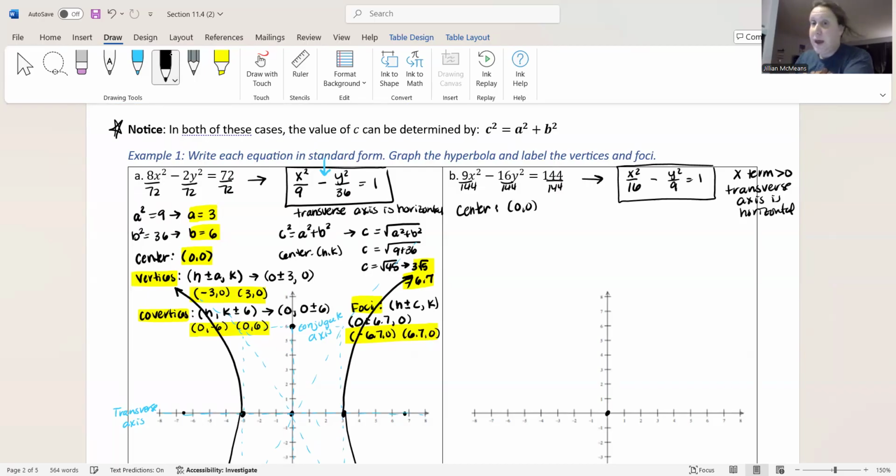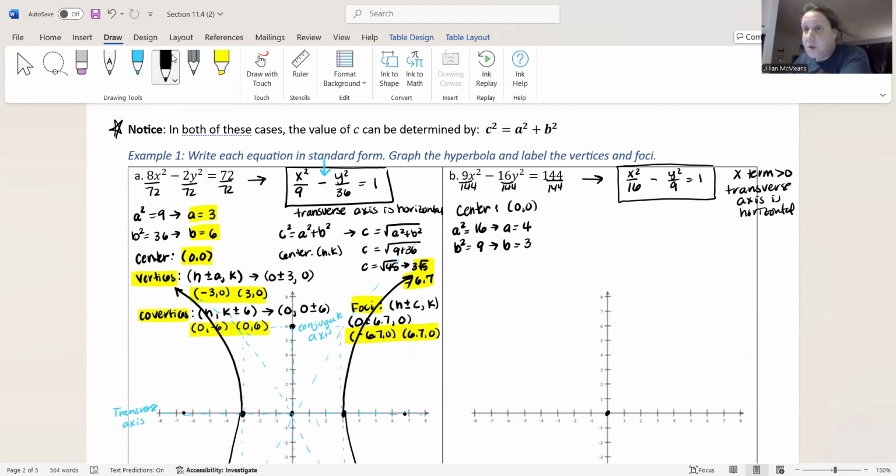Okay, we need to figure out what a and b are. A is always going to be the denominator of your positive term. So we'll say, okay, well, a squared is 16, which means that a is the square root of that. So a is 4. B squared is 9. So the square root of that is b, which would just be 3.